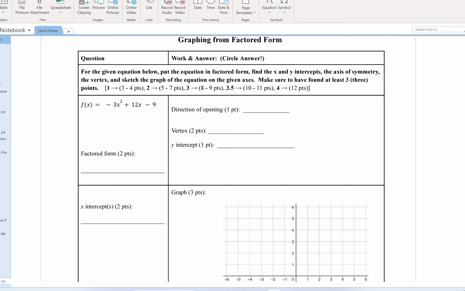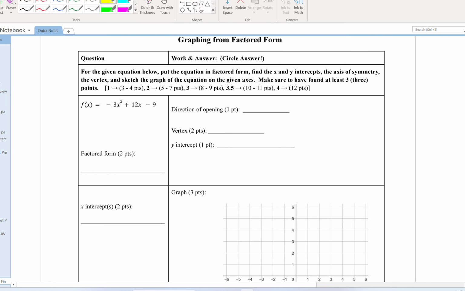So first off, let's look at the direction of opening. A is -3, and that means that this opens down. And so that is because A is equal to -3. The fact that it is negative means that this opens down.